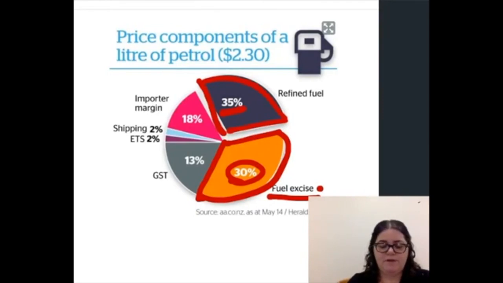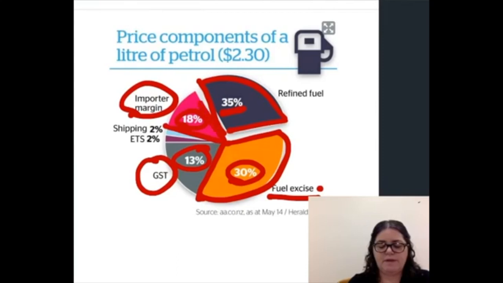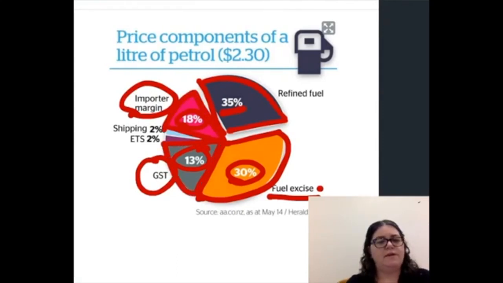Equally, I want you to look at the importer margin versus the GST. So that's talking about 13% compared to 18%. Now, if I look at the size of those slices, they do not look like 18 to 13. It looks like it should be the other way around. So this is, again, a very misleading and badly constructed graph. And so that would be something that we would evaluate in our report and talk about how this is an issue with this particular graph.